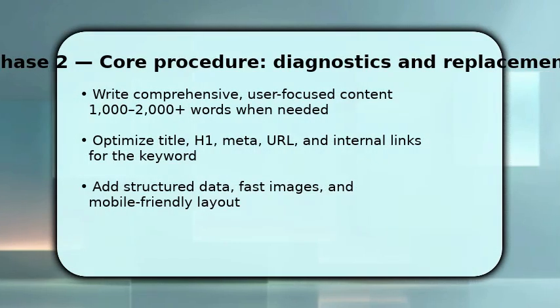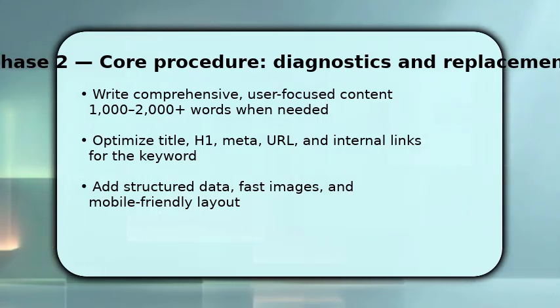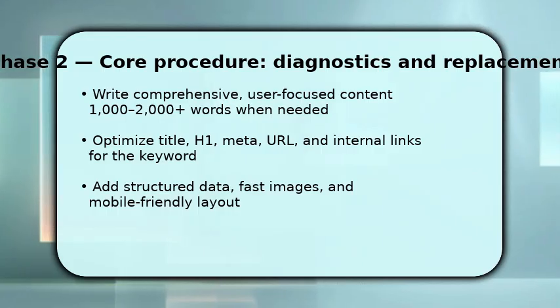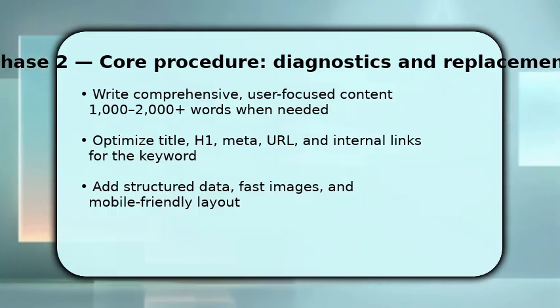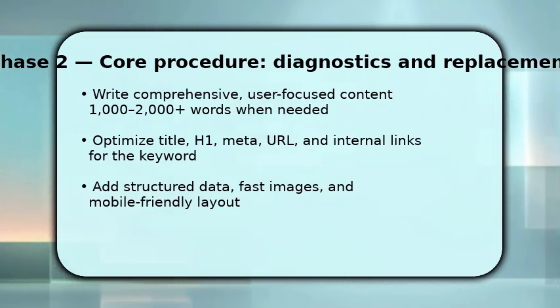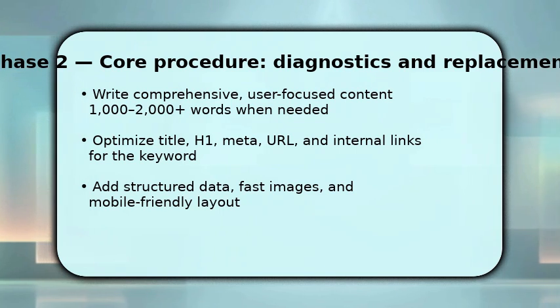Now you create the content and engineer on-page signals that search engines read. Write thorough pages that answer user intent, mix short answers with deeper sections, and use headings for scannability. Then optimize title tags, H1s, meta descriptions, and clean URLs. Place the primary keyword early and variations naturally. Once the page exists, add schema markup, compress images, and ensure mobile layout is flawless. Make sure internal links point to priority pages, because internal equity helps pass ranking power.